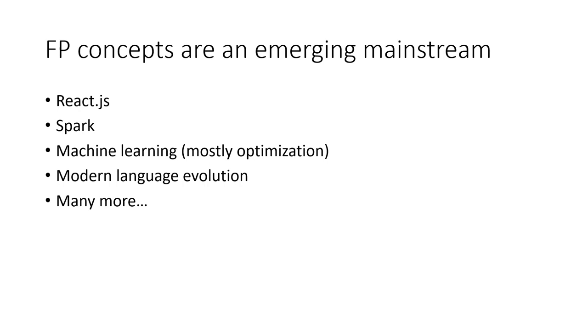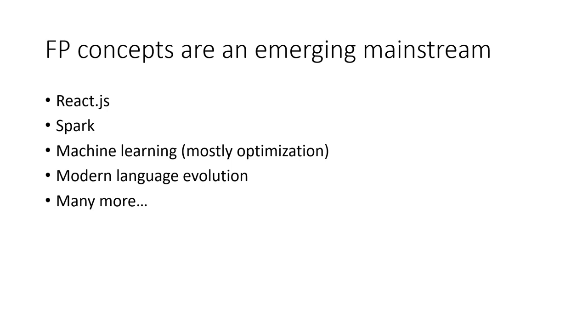React.js, probably the most popular JavaScript framework out there today, or I think they like to be called a library, not a framework, sorry, is basically all about functional programming. Spark, similarly, is at its core about functional programming. Machine learning, especially optimization and especially next-gen machine learning, is rooted in functional programming and actually incurs a functional style in the languages that you use. And modern programming languages are also adding functional programming language features because they're finding that these sorts of features help developers when they're building modern things. So there's a lot more examples of where it's sort of an emerging mainstream.